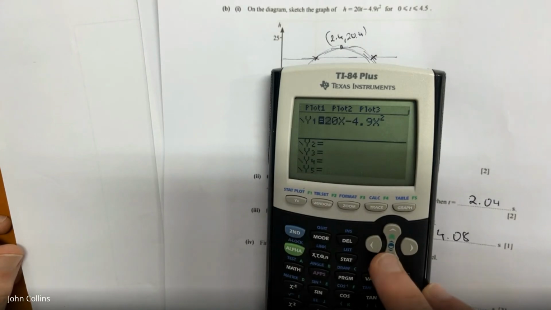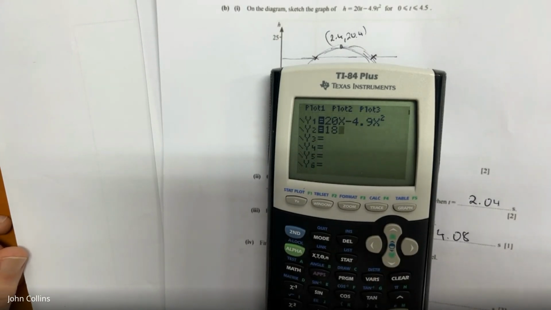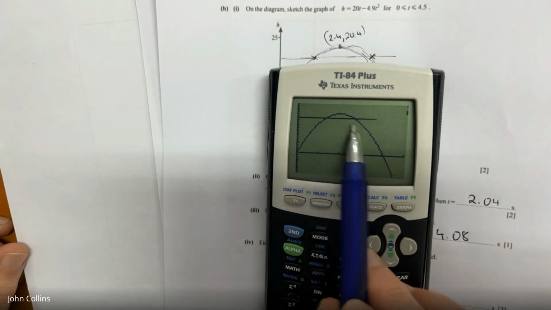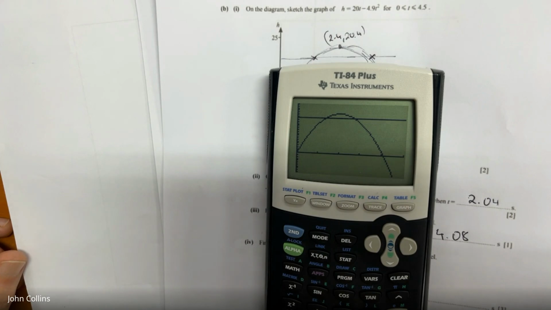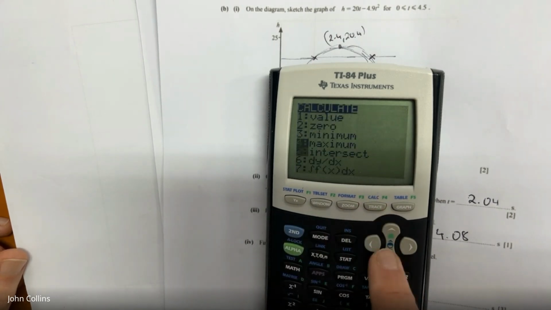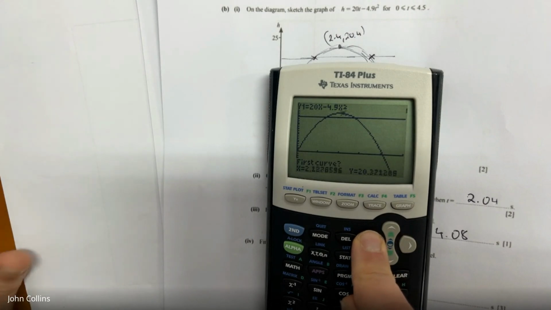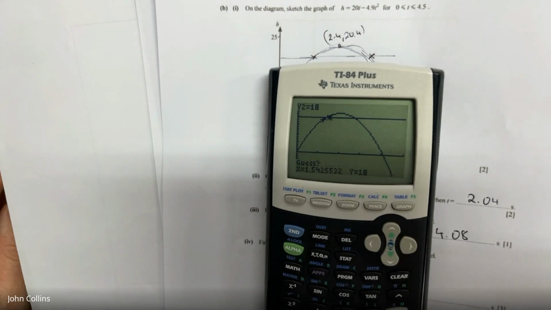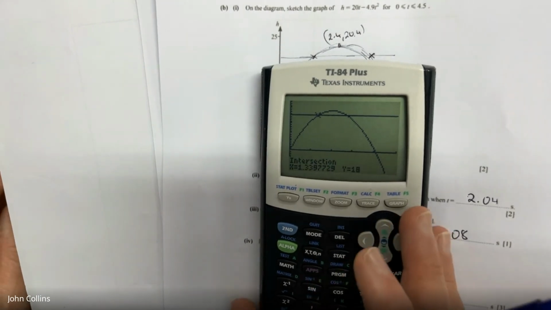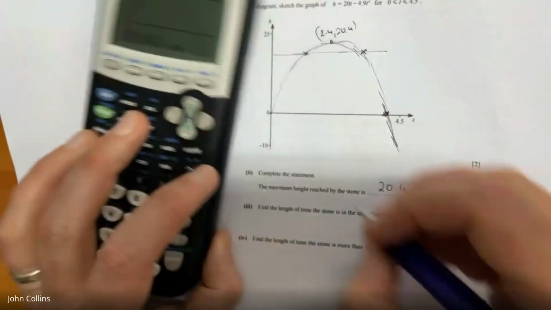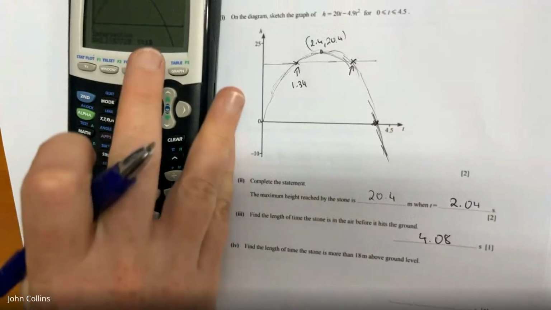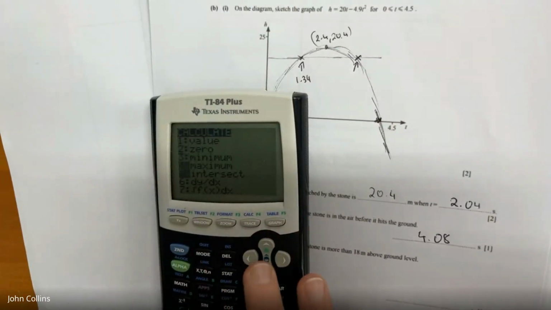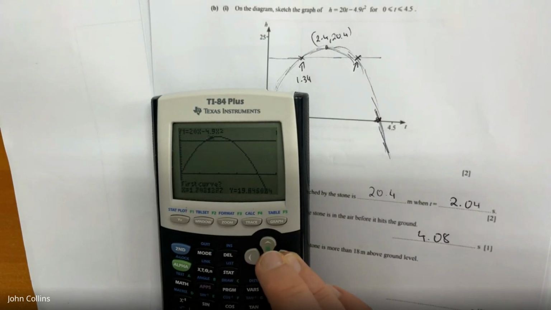I just press y is equal to 18 as the second line. And when I graph it, I should see that line I was looking for. I want to find where these two intersection points are so I can go between them. I press second trace and I look for intersect. I put my dots around the 2 points of intersection. So enter, enter, enter. The first one I found was 1.34. So I know that this one is 1.34 seconds. I'll find this one next. Do the same process, second, intersect, go over to this one.